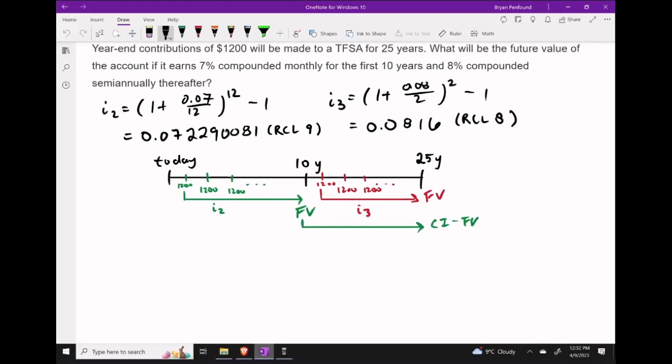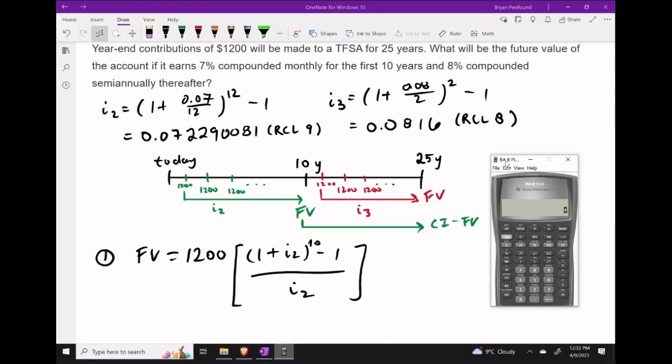And since we do have that amount of money at the 10-year mark, we are going to have to push that 15 more years into the future so that we can get the fair market value of the full payment stream. So we're going to use regular compound interest to do that. And then we should be able to add up the future value of the red stream, as well as the compound interest future value of the green payment stream.